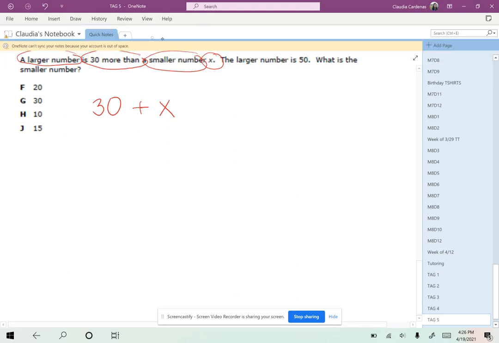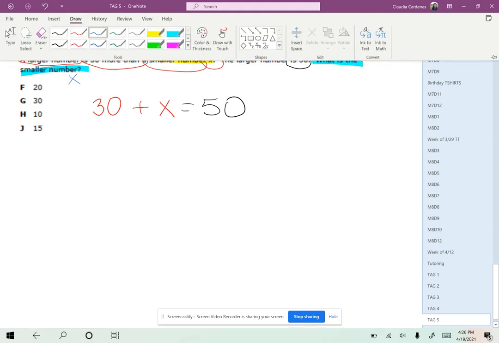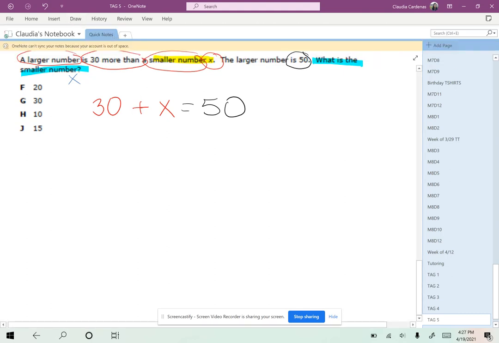Let me highlight that. Then they're telling us that the larger number is 50. So whatever this larger number is, it's 30 more than a smaller number, and it is 50. We could also represent that all of this added together has to equal 50, because that is what the larger number is. And then the question wants us to find the smaller number, or in other words, the question wants us to find x. That looks pretty straightforward. If we have 30 plus x equals 50, I could draw this in a model like we did in the problem above, but I don't really want to draw 30 squares and 50 squares. So let's use our algebraic method to solve.